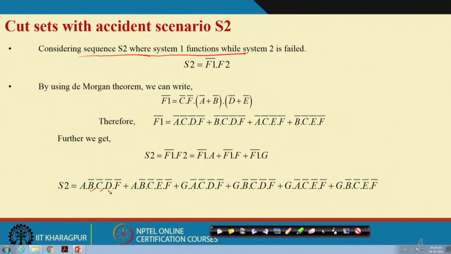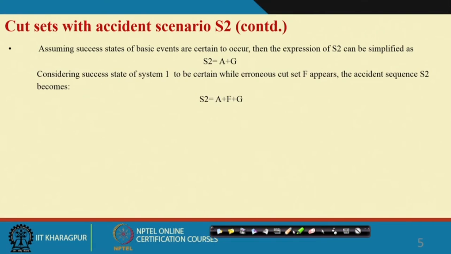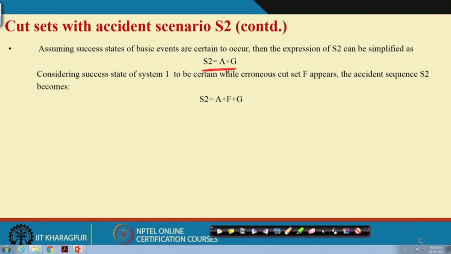B bar, C bar, D bar, F bar, all the bar items, will become 1. As a result, what will be the S2 value? Here A, here also A, A plus A is A only, and then ultimately G plus G plus G. So that means A plus G plus G plus G, but in Boolean form this is basically A plus G. So if we consider all the success of the basic components as certain to occur, then the S2 sequence is A plus G, I mean failure of A and failure of G. That is what we have written in the first. So your cut set will be this.